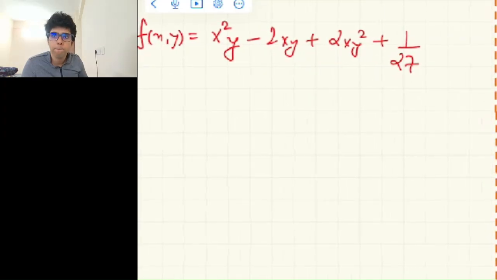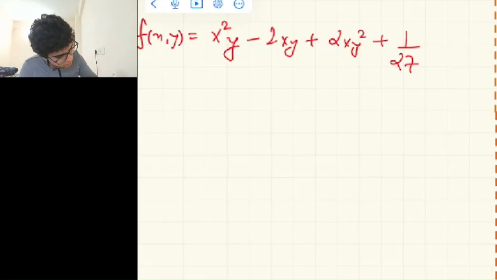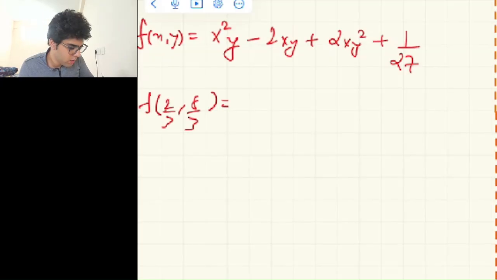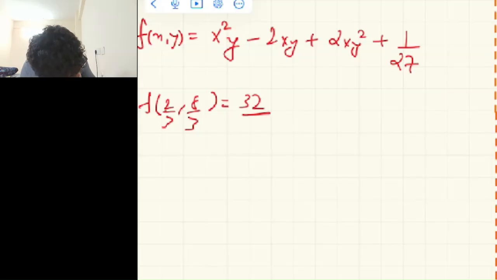So now I have to just check the value of the function at (2/3, 8/3). F of (2/3, 8/3): this would be x squared, so 2/3 squared is 4/9, into 8/3, which gives 32/27.